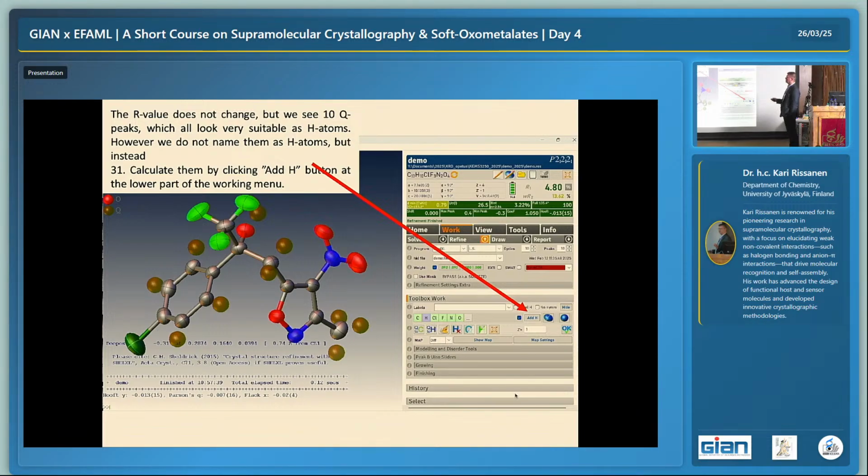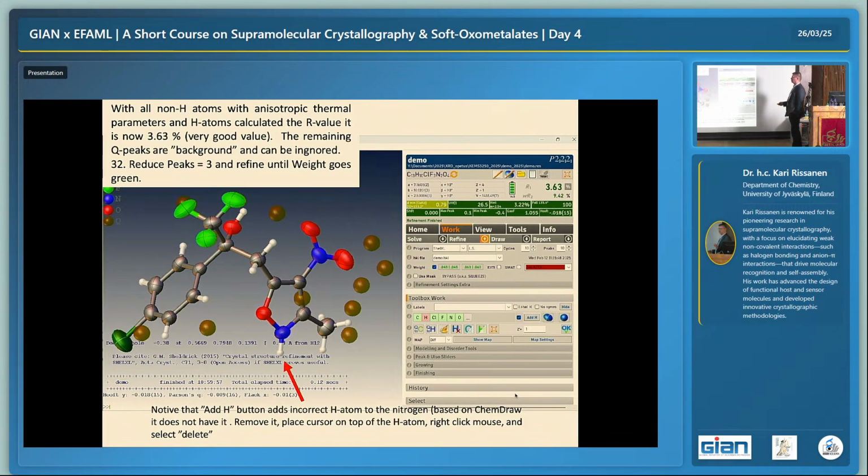We don't need to locate the hydrogen atoms ourselves, because there is a very nice knob here, add hydrogen. So the program can calculate the hydrogens in the correct positions. So now we click this one, calculating them by clicking the add hydrogen button in the lower corner, and now we have them. The hydrogens appear as small white balls here. And now with all the others, our calculated R value is 3.6. So we started from 50 and we go to 3.6.